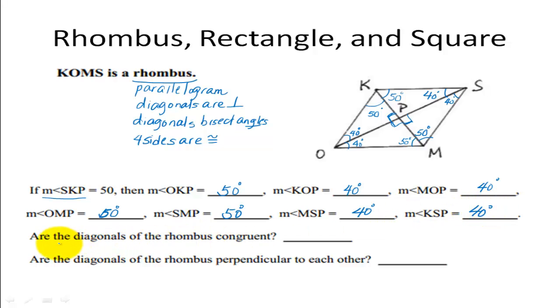The next question is, are the diagonals of a rhombus congruent? No. They are congruent in a rectangle and a square, but not in a rhombus. Are the diagonals of the rhombus perpendicular? Yes, they are.